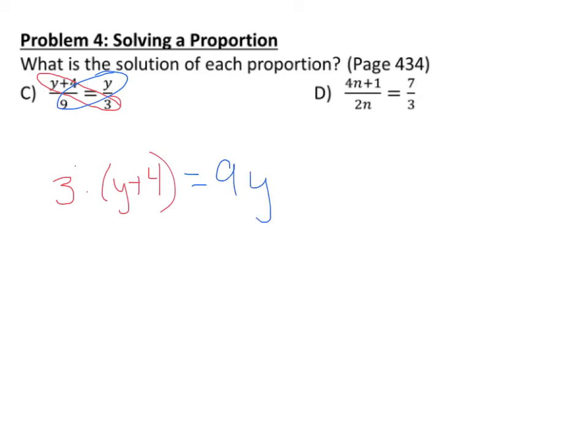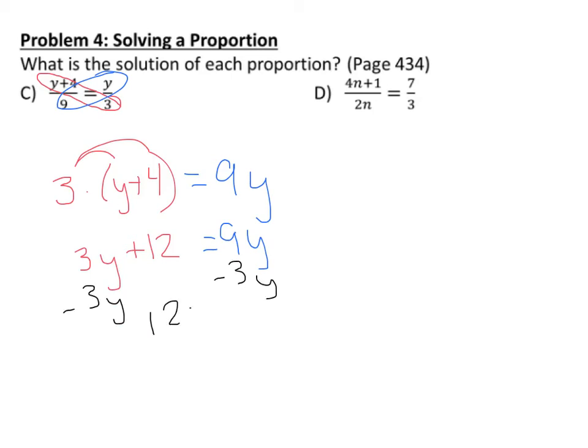Since we have these parentheses over here, we need to distribute the 3. So 3y plus 12 equals 9y. Now we need to get all the y's over to one side, so subtract 3y from both sides. So 12 equals 6y. Divide both sides by 6, and y equals 2.